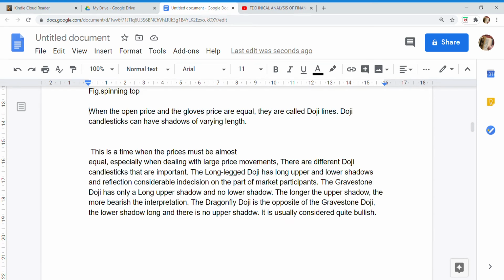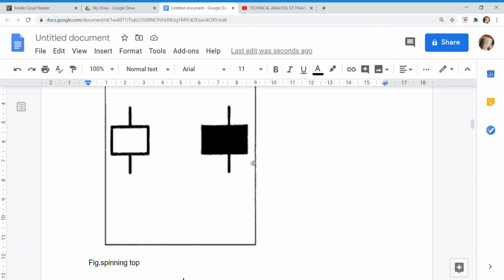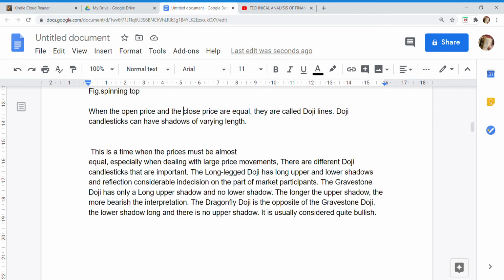When open and close prices are equal, they are called doji lines. Doji candlesticks can have shadows of varying length. This is a time when prices must be almost equal, especially when dealing with large price movements.